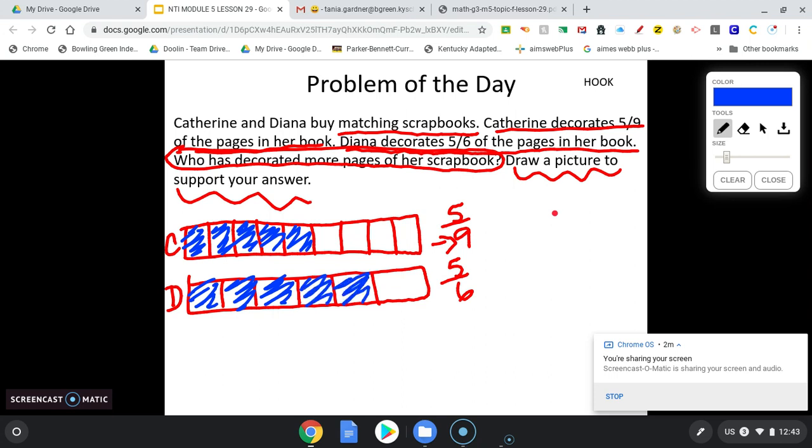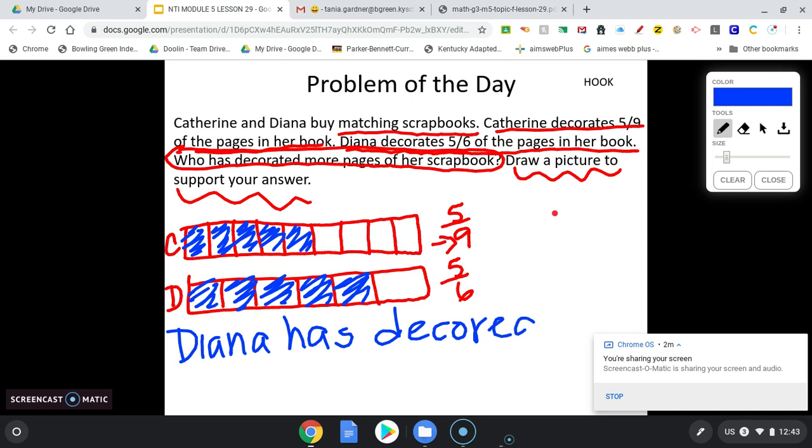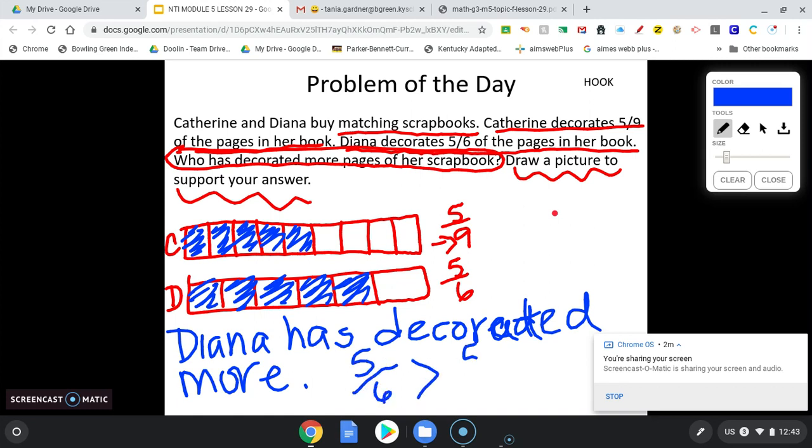So who has decorated more pages? Well, I can look and see that Diana definitely has decorated more pages. So Diana has decorated more pages, I need to spell decorated correctly, has decorated more because 5/6 covers more area than 5/9. So 5/6 is greater than 5/9. Okay, good job, boys and girls.